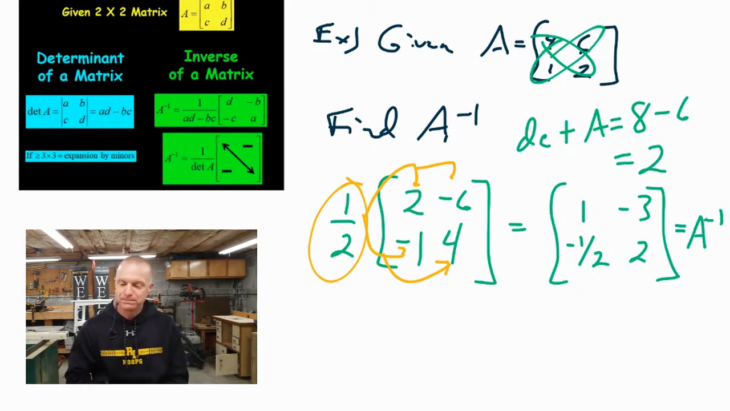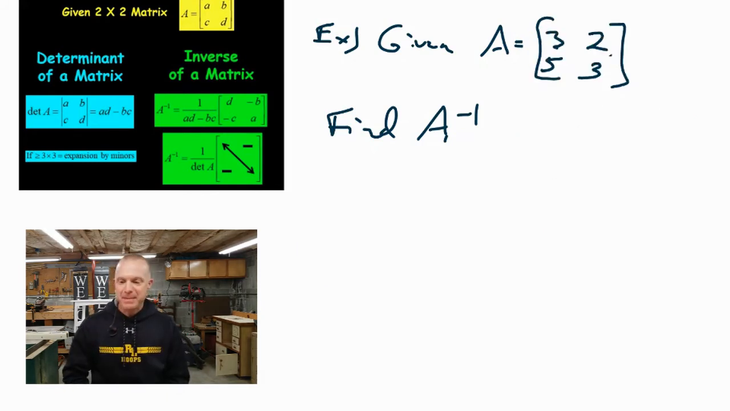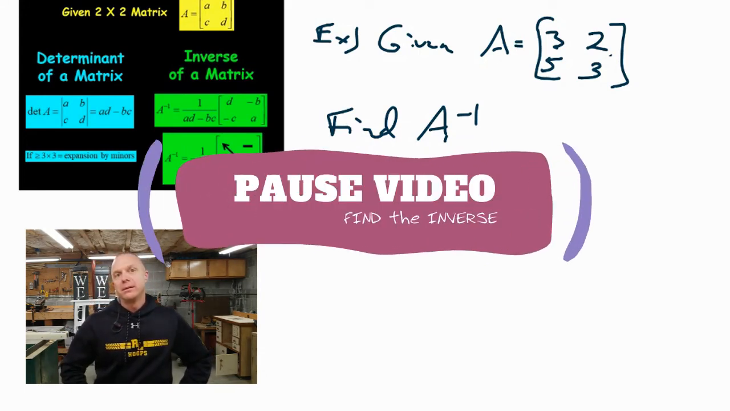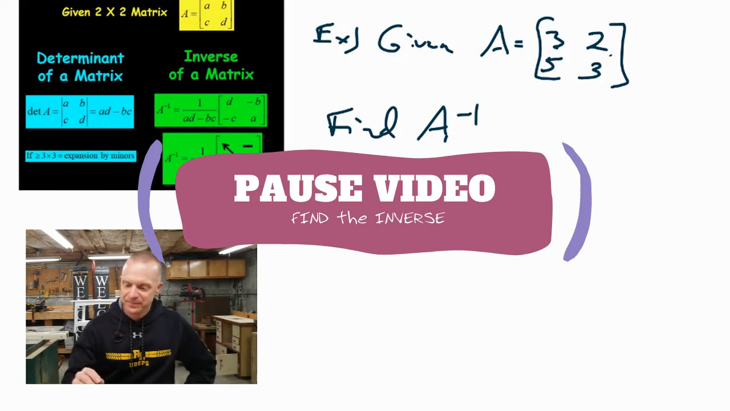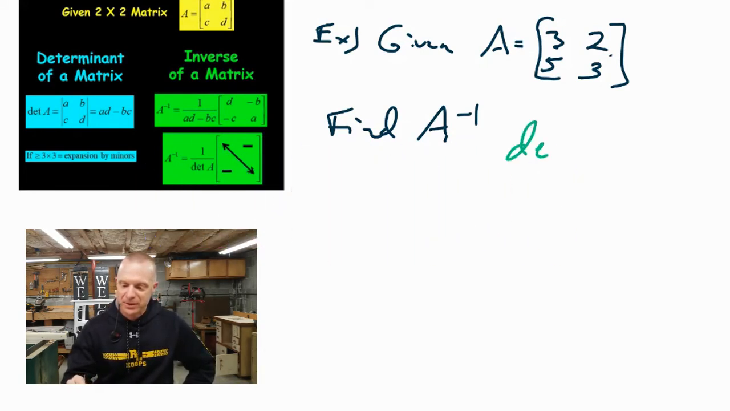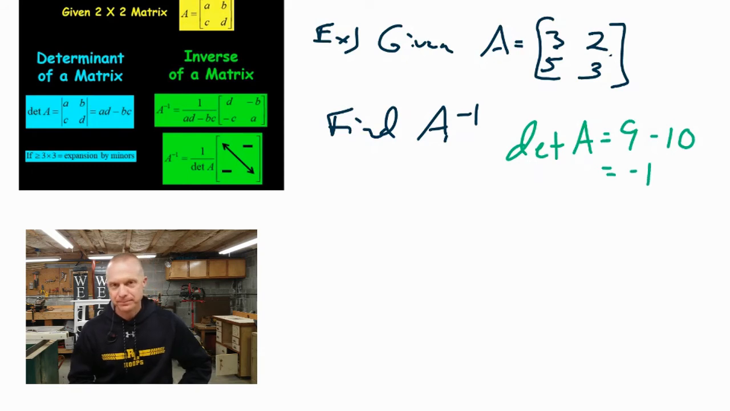Why don't you see if you can find the inverse of this matrix? We've got a 3, a 2, a 5, and a 3. Yeah, go ahead. You should be using the inverse formula. Okay, did you find the determinant? It's just going to be a little 9 minus 10. So the determinant comes out to be -1.